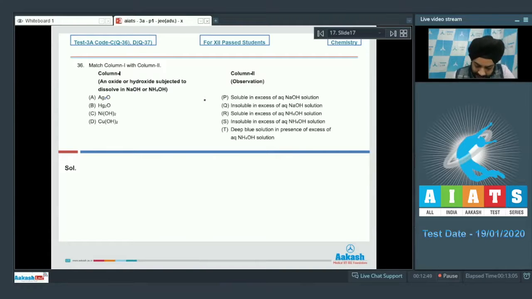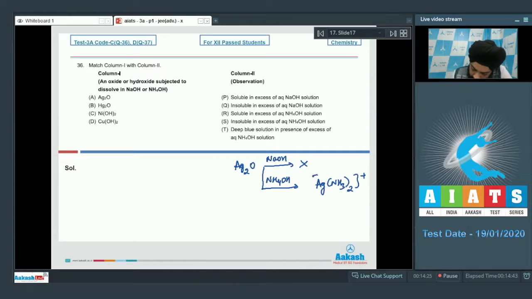So Ag2O, if you look at the options in column 2, we can clearly see that it is about soluble in excess of NaOH or NH4OH. So if we talk about option A, students, we have Ag2O. If we talk about its reaction with NaOH, it does not dissolve in NaOH. If we talk about its reaction with NH4OH, it dissolves in NH4OH to give us the silver diamine complex. Okay, so A will be matched with Q, which is insoluble in NaOH, and it will be matched with R, which says that it is soluble in excess of NH4OH solution. So A will be matched with Q and R.